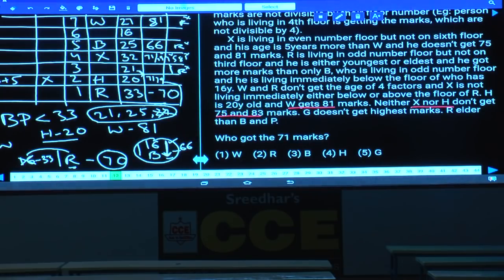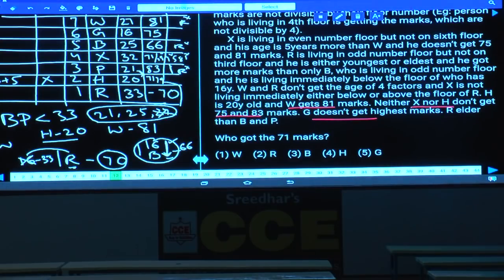Then G does not get the highest marks. As G does not get the highest marks, what is the highest mark? And what are the marks left over here? The marks left over here are 75 and 83. Out of which 75 cannot be on floor number 3 because it is divisible by 3. And 75 must be on floor number 6. If 75 is here, then 83 will be here. As G is not getting the highest marks, G is living on floor number 6 and P is living on this one.